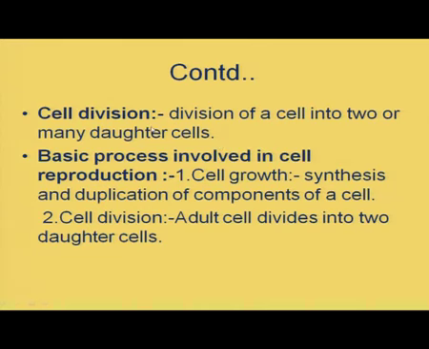Now, coming to what is cell division? Cell and division, that means division of a cell into two or many daughter cells. The basic processes involved in cell division: one, cell growth, that is synthesis and duplication of the components of the cell. Second, cell division, the adult cell divides into two daughter cells.